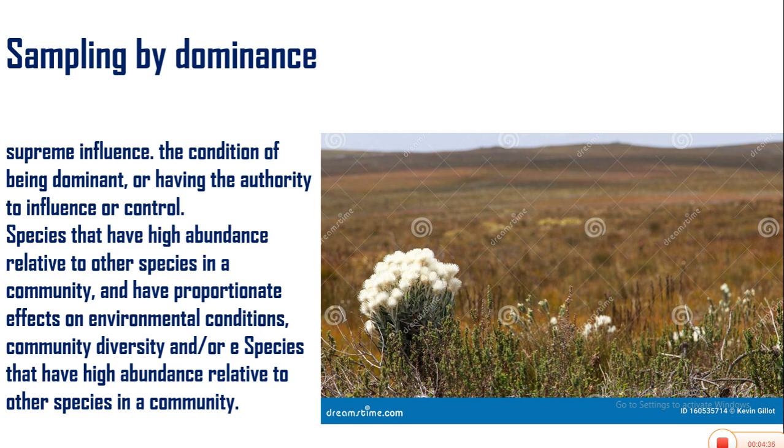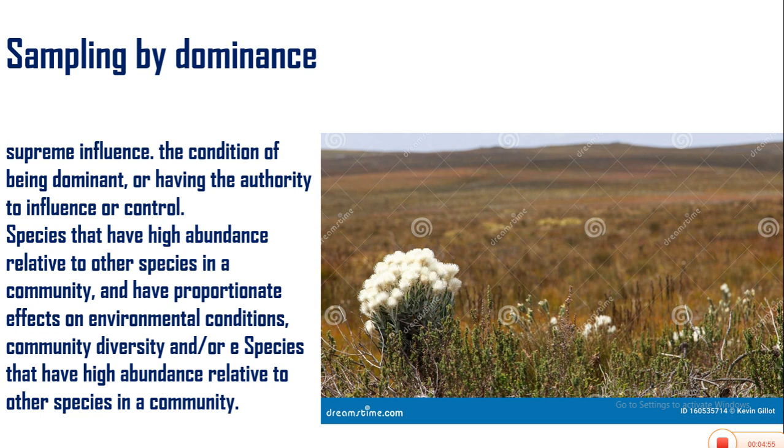When some species have more control or more influence over other species in that particular geographic area, that's sampling by dominance. The image on display is showing us a habitat. This habitat is representing plants.